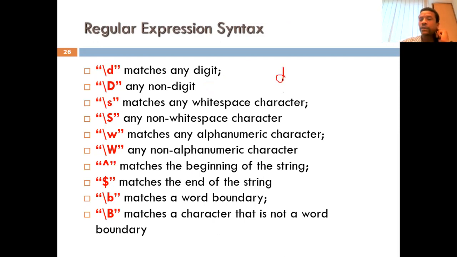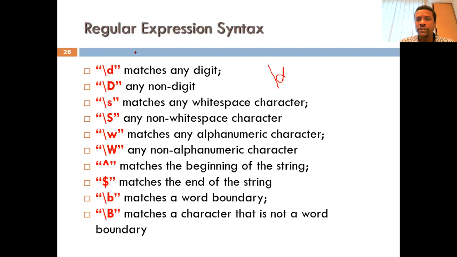But we know that in regular expressions, we have a special character to override such built-in functions. For example, D has a meaning: it is the letter D. But what if I want to use it for another purpose? For instance, if you include a slash with it, it means match any digit.